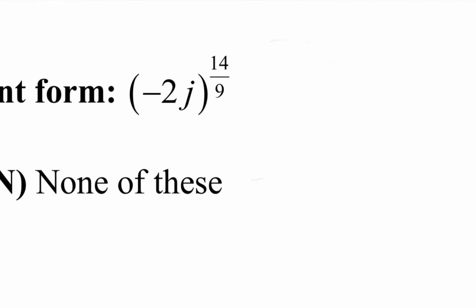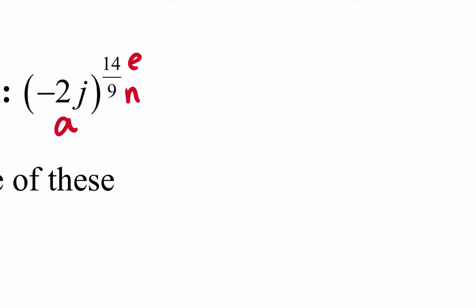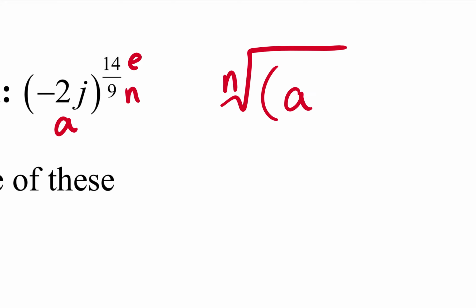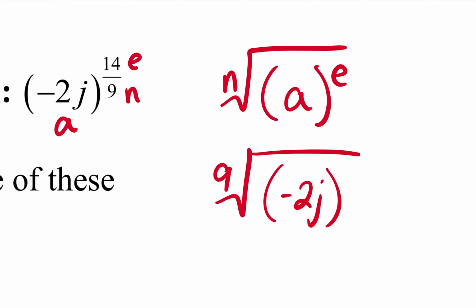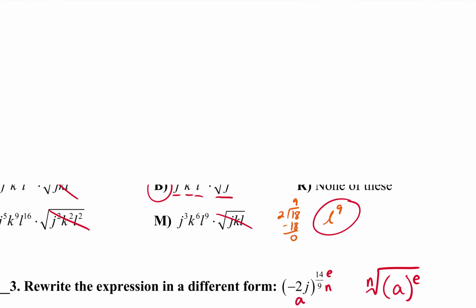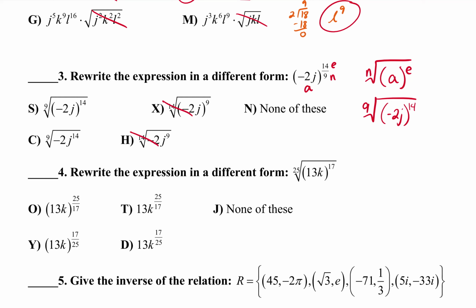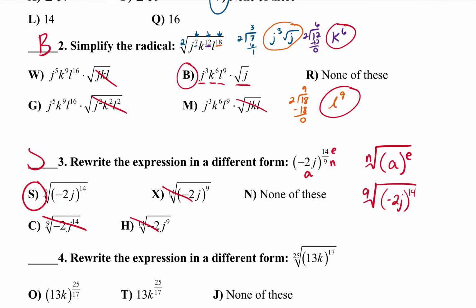Number 3. This one's easy because we have the exponent, index, and our term, whatever it is. I want to write the index, then parentheses, always parentheses, and then the exponent. My index is 9, parentheses, negative 2J, and my exponent is still 14. So index is 9, these two are wrong. Exponent is 14, those are right, but I need parentheses, which makes C wrong. So my answer would be S.